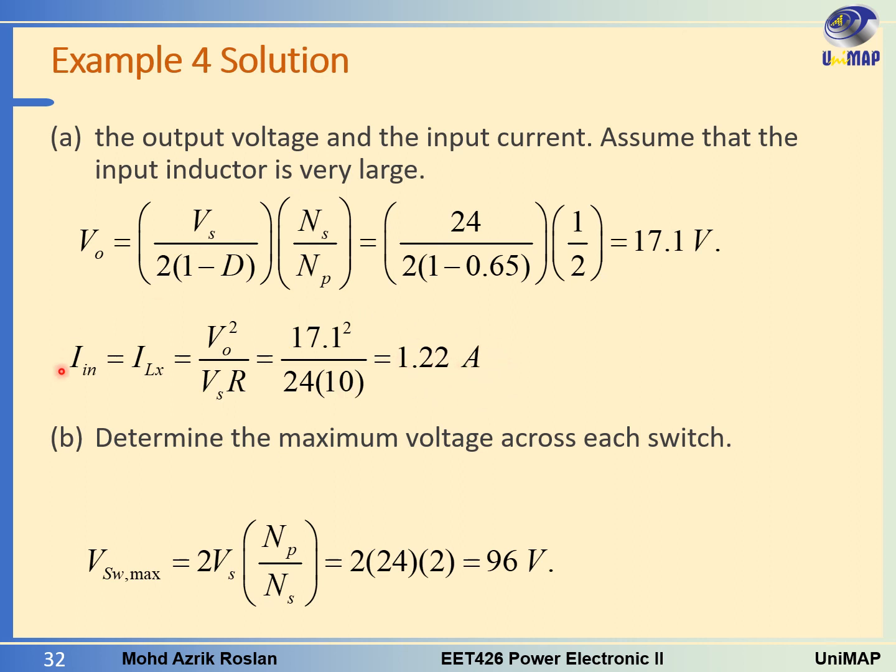Pretty much the same as example number 3. And finally, you have to determine the maximum voltage across each switch. You have to know that for a current fed converter, this is the voltage experienced by the open switch. In this case, you will get the value of 96 volt.